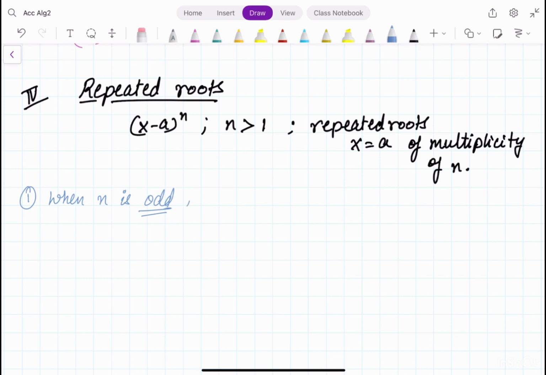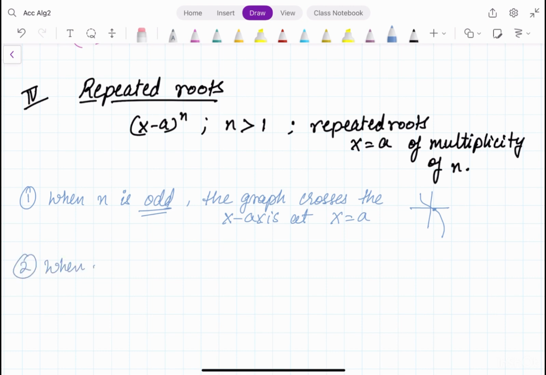So the idea is this. When n, that means the degree, is odd, the graph will cross the x-axis. We have seen that in the graph earlier. When the function is odd, it will cross the x-intercept. So it will cross the x-axis at x is equal to a. That is quite evident. We have seen it in the graph earlier. So the graph will go through the root. The second scenario is when n is an even number.